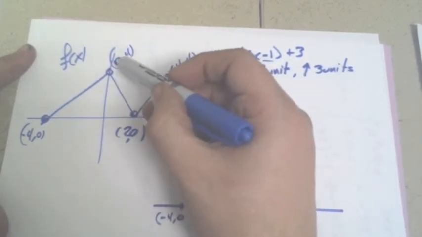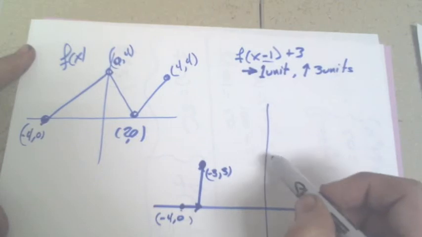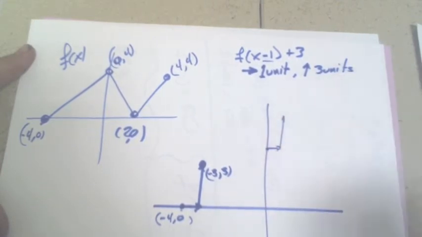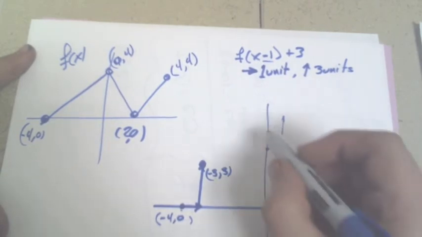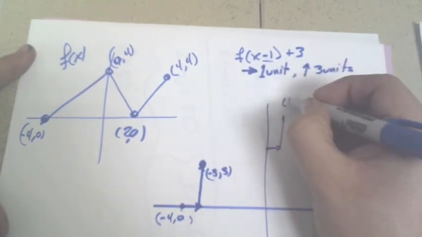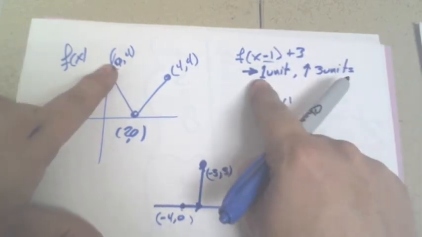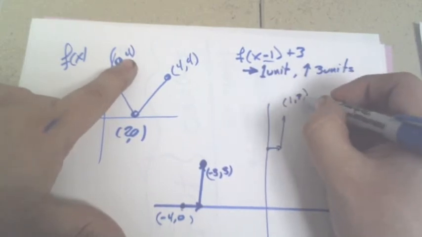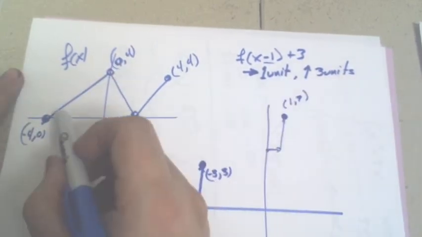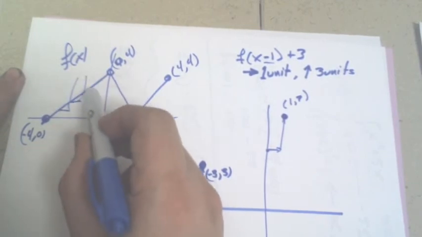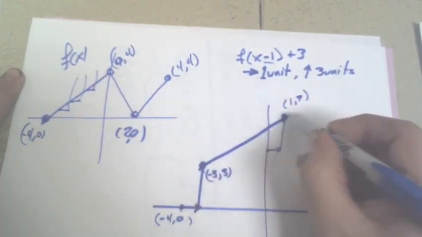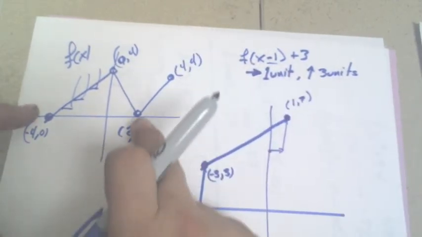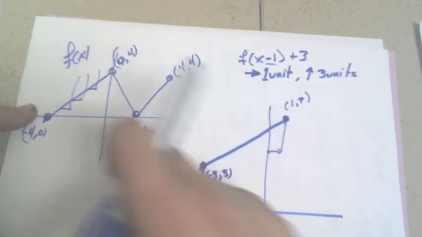The point here at (0, 4) is going to do a similar thing. It's going to go that way 1 and up 3. So it's going to be at an x value of 1. We're adding 1 to the x value. The y value is going up 3, so it's going to be at (1, 7). Right there. And every other point in this graph is going to do the same thing.